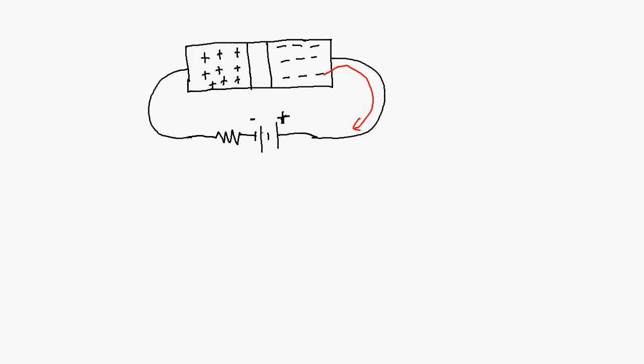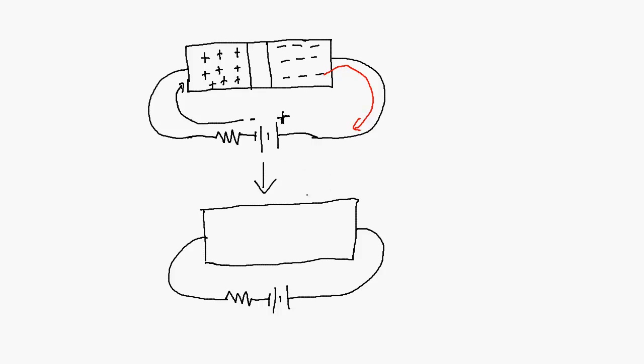What's actually going to happen is this battery is going to act as a source of electrons, and these electrons are going to come over this way. And what they're going to do is fill up these holes. So in effect, we're eliminating all the holes from this side, and we're eliminating all the electrons from this side.